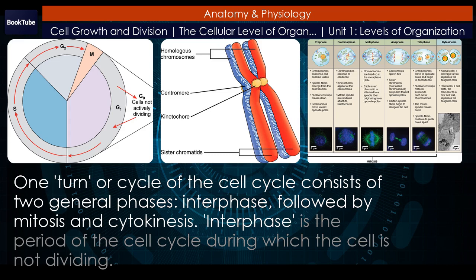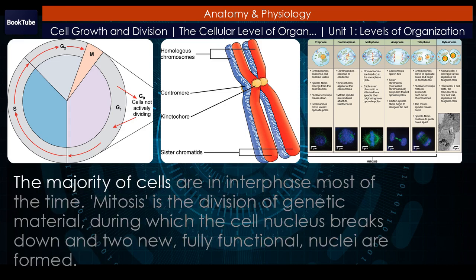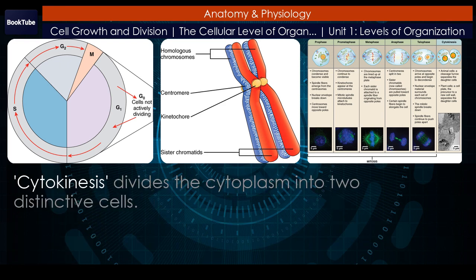Interphase is the period of the cell cycle during which the cell is not dividing. The majority of cells are in interphase most of the time. Mitosis is the division of genetic material, during which the cell nucleus breaks down and 2 new, fully functional nuclei are formed. Cytokinesis divides the cytoplasm into 2 distinctive cells.